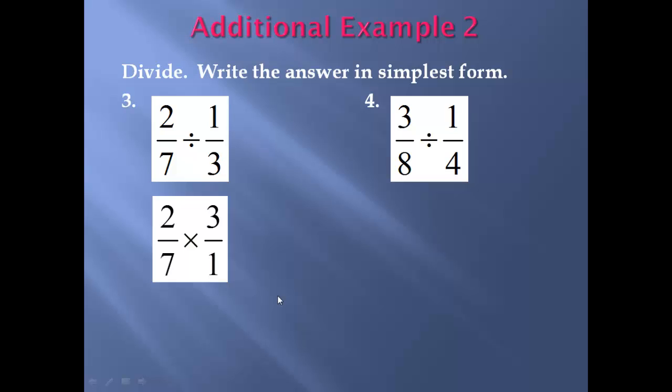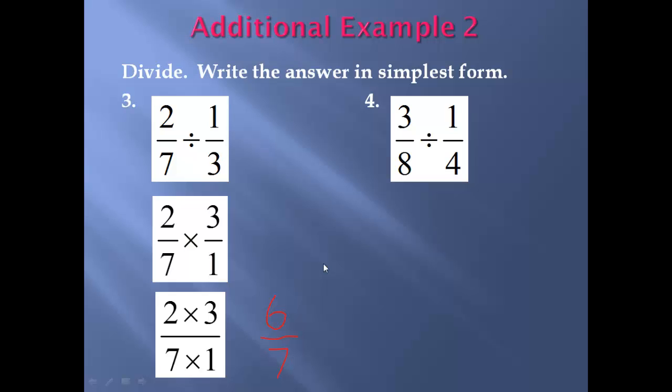I will take the second fraction and flip it over. When I have 2/7 times 3 over 1, I would have 2 times 3 for the numerator and 7 times 1 for the denominator. I cannot simplify anything on this problem, so I'm just going to go ahead and multiply. 2 times 3 is 6, and 7 times 1 is 7. So my answer for this problem is 6/7.